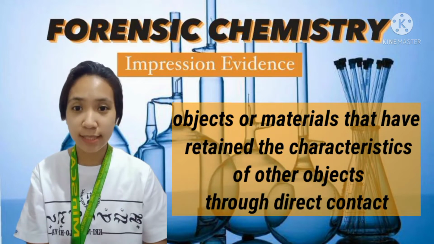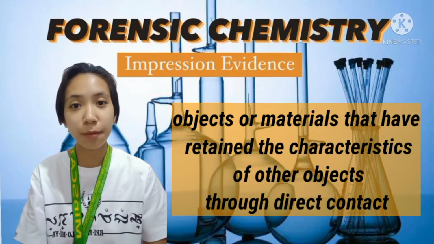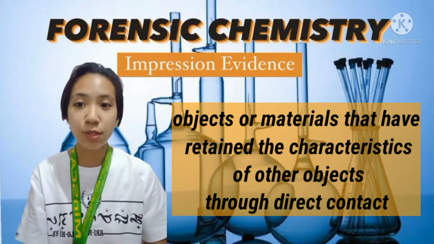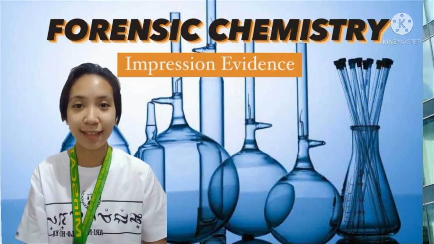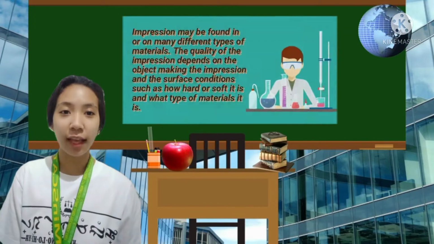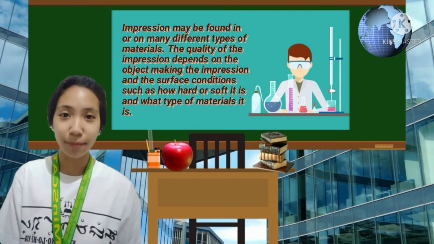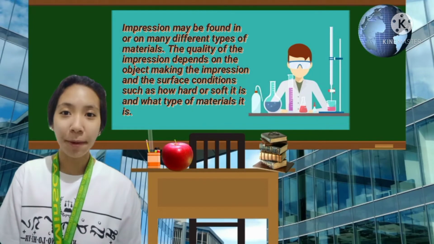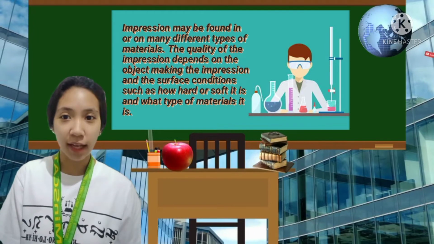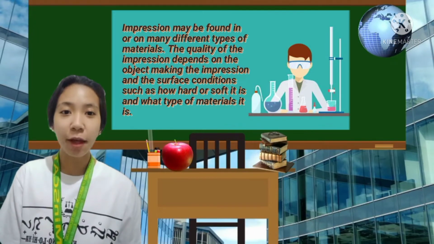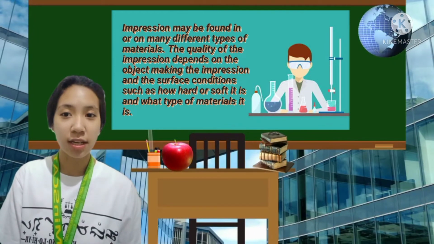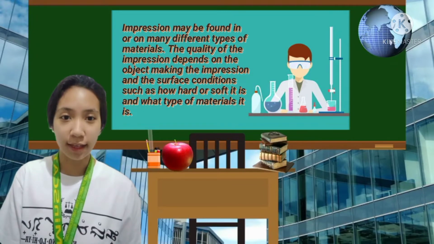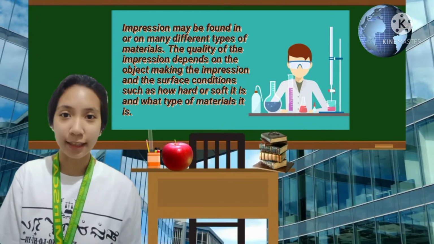Impressions themselves are created when one object is pressed against another material with enough force to leave an impression of the object. Impressions may be found in or on many different types of materials. The quality of the impression depends on the object making the impression and the surface condition, such as how hard or soft it is and what type of material it is.